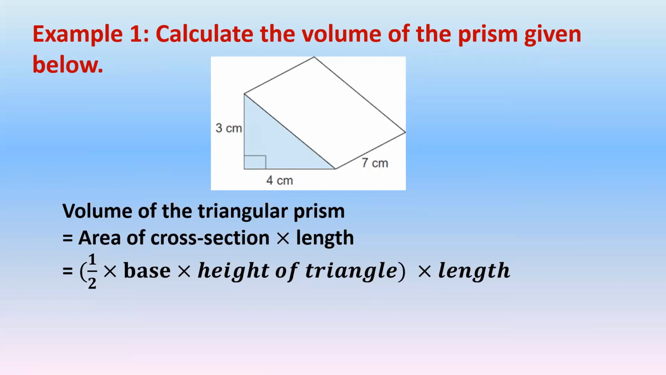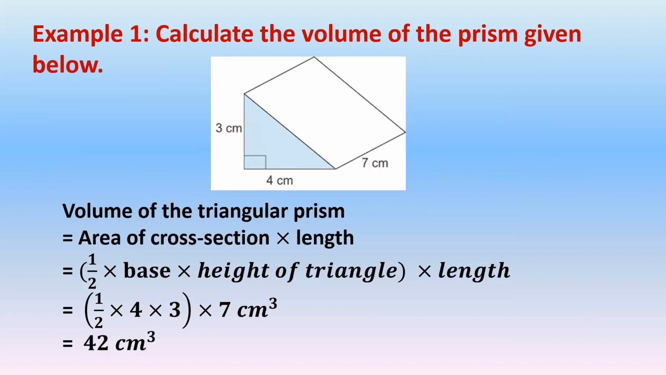It is always good practice to show all your workings clearly. Now we substitute our values. Half multiplied by 4 multiplied by 3 multiplied by 7 will give us volume in centimeter cube. Simplifying this, we get 42 centimeter cube, which is the volume of the prism.